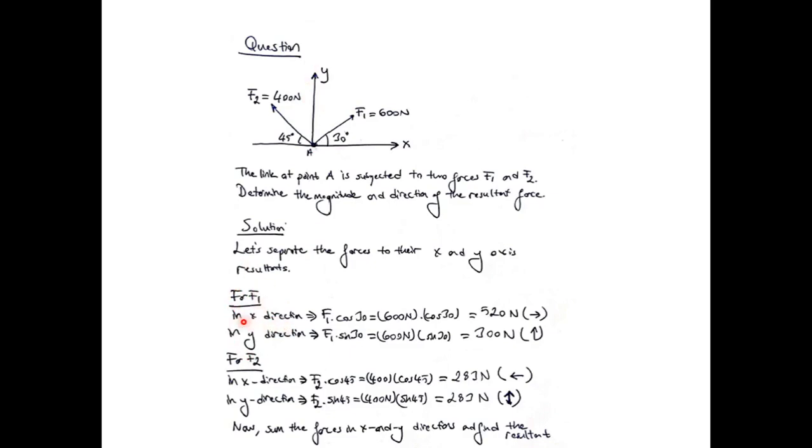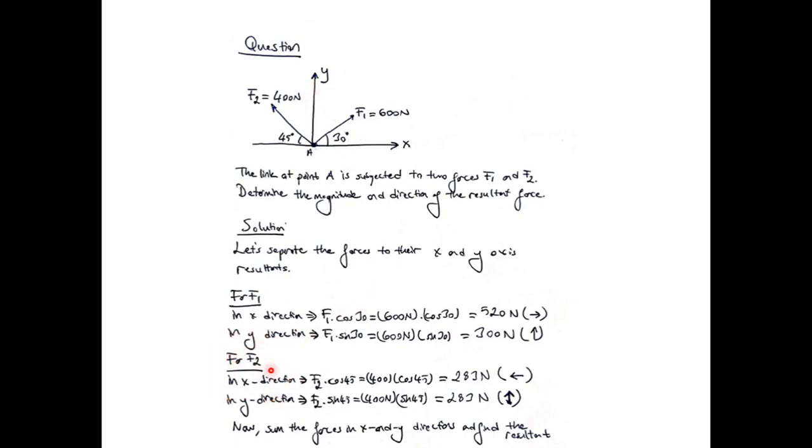For F1, let's separate the force into its X direction first. We need to multiply F1, 600, with cosine 30, as I mentioned earlier. So the result is 520 newtons, and its X component is acting in the right direction. And in the Y direction, in the same manner, we multiply 600 with the sine of 30 degrees. The result is 300 newtons, and the force in the Y direction is acting upwards.